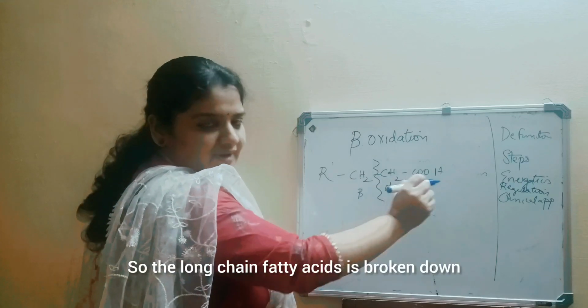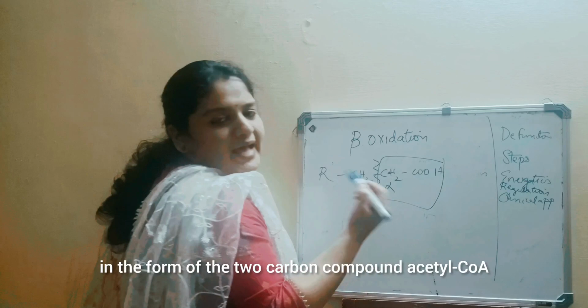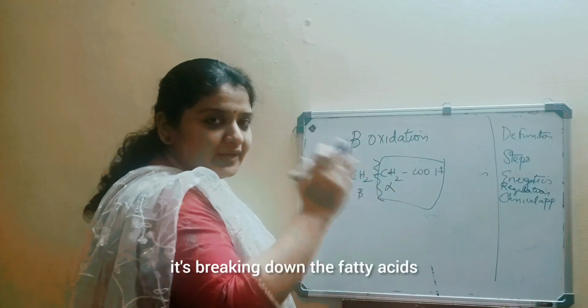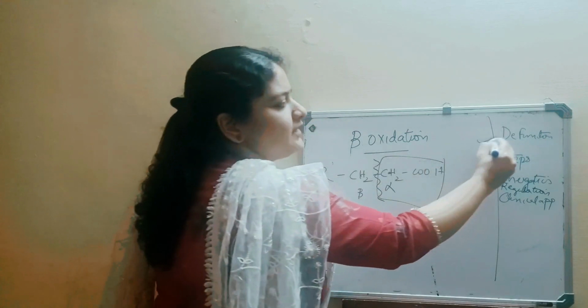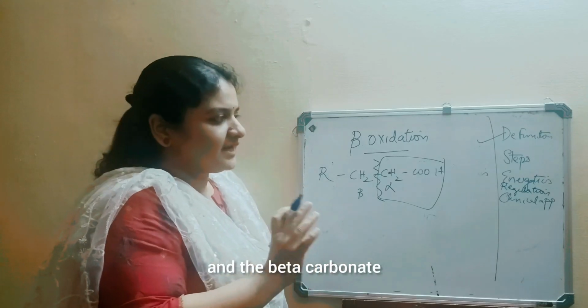So the long chain fatty acid is broken down in the form of the 2-carbon compound acetyl-CoA. So that is how it breaks down the fatty acids. So that is the definition. That is, oxidation occurs in between the alpha and the beta carbon atom.